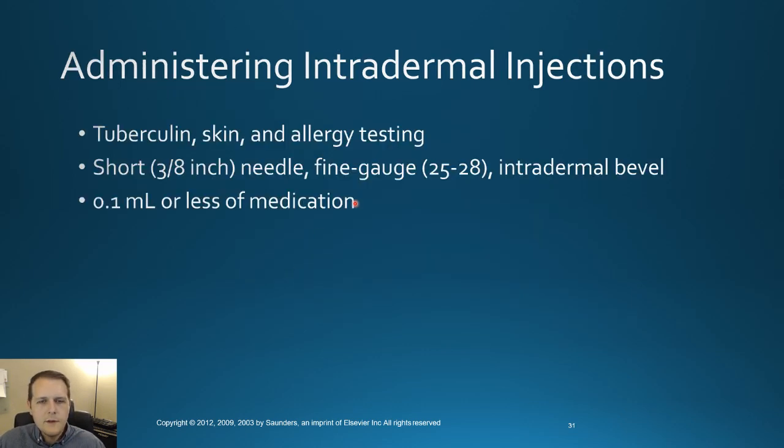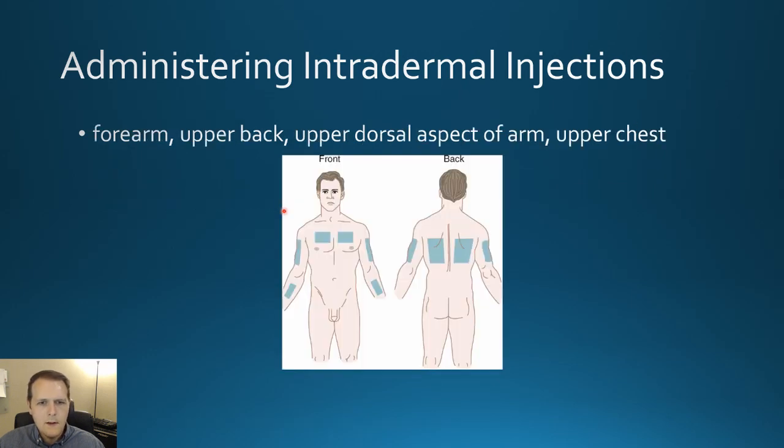So typically for intradermal injections, you're going to be using this for very small amounts of fluid. Typically, you're going to be using those tuberculin syringes or potentially for allergen testing, things like that. You want to use a very short needle because, again, it doesn't have to go very far into the skin. You can use a very fine gauge, like 25 to 28 or so, and then use that intradermal bevel. Typically, this is for volumes of less than, say, 0.1 ml, maybe less, okay? Some sites where you'd actually want to administer this, you can either do it on the forearms, you can do it in the upper back, etc.